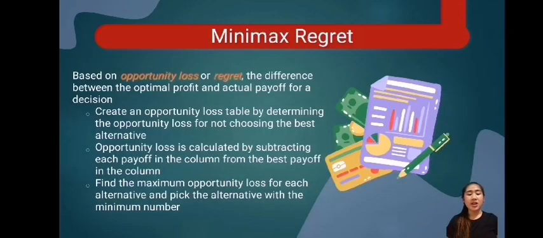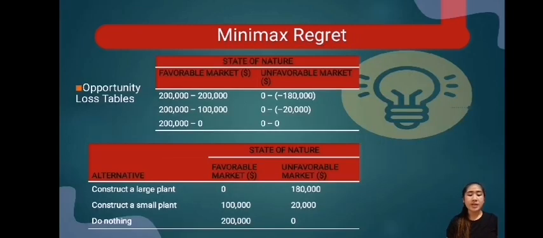For our last criterion, the Minimax Regret, Minimax Regret is based on opportunity loss or regret. Opportunity loss refers to the difference between the optimal profit or payoff for a given state of nature and the actual payoff received for a particular decision. This criterion determines the worst regret for each alternative and chooses the alternative with the best worst.